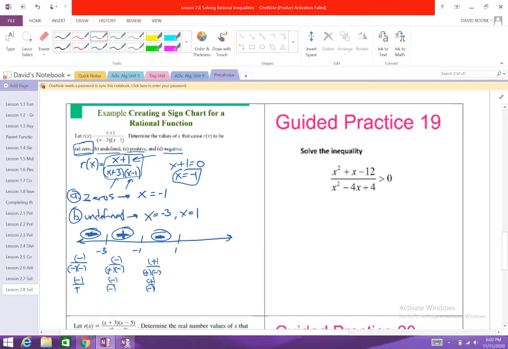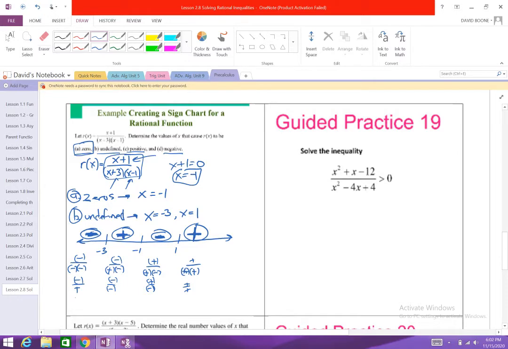And let's see anything over 1. Let's just pick an easy number like 2. 2 plus 1 is 3, a positive number, all over 2 plus 3, which is 5, a positive number, and then 2 minus 1, which is a positive number. So everything here would be positive.